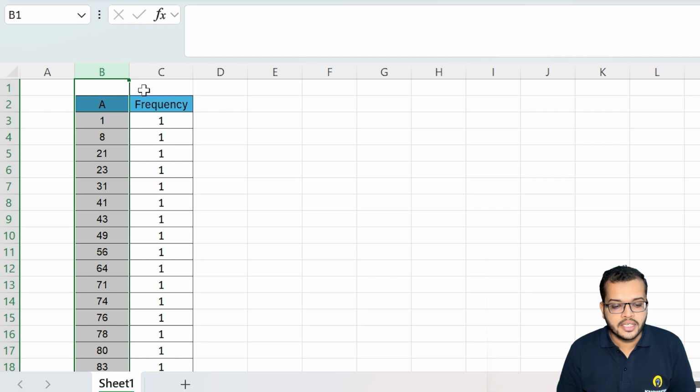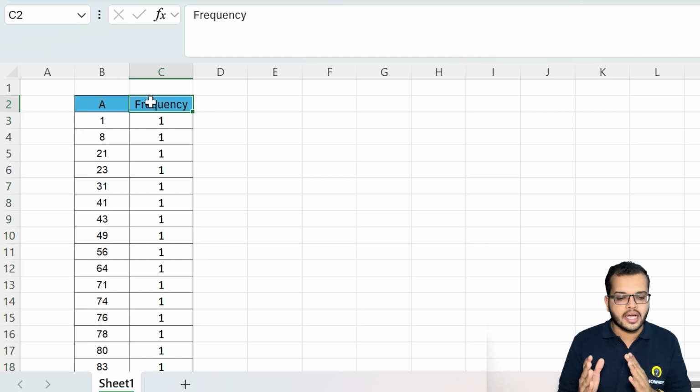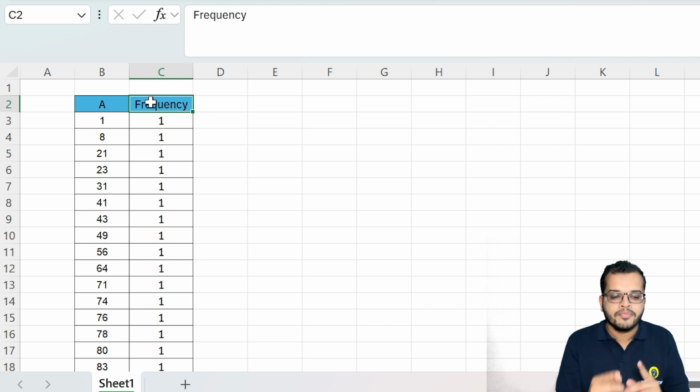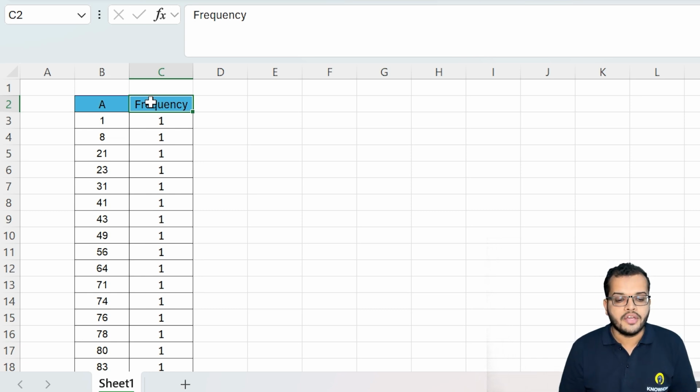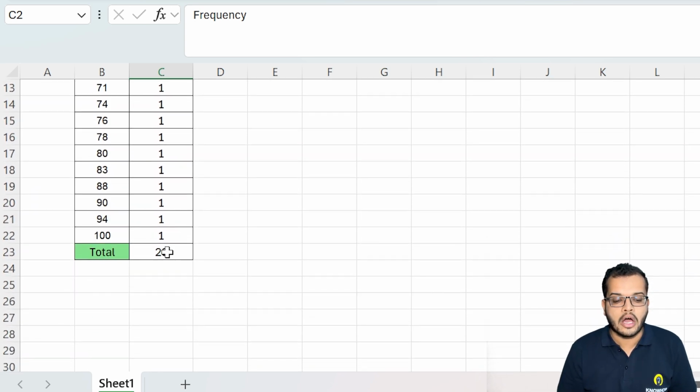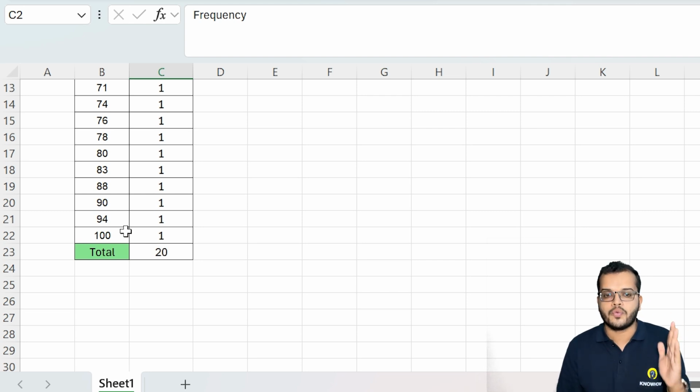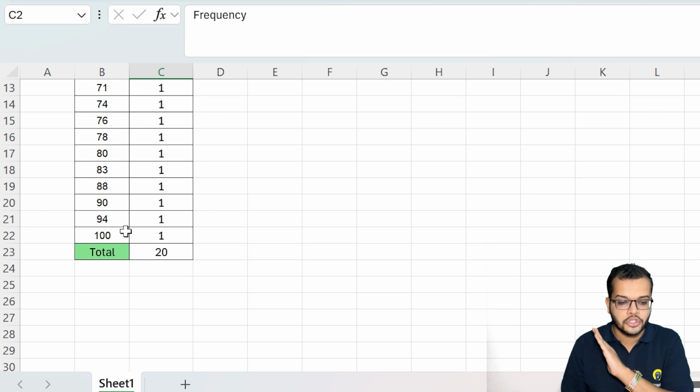Now if we see the frequency, I am just giving the frequency of every value, because every value is unique, it occurs only one time. It is not repeated. That's the reason I have considered the frequency as 1 here. If you calculate the overall count, we have 20 rows with 20 numbers which are completely unique.